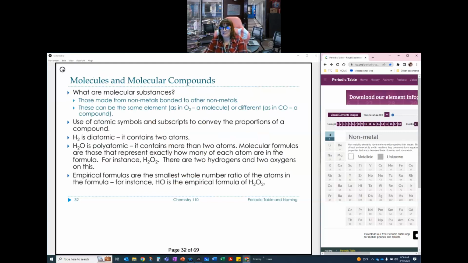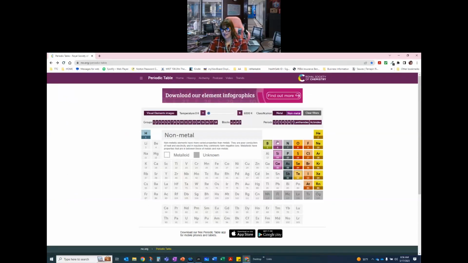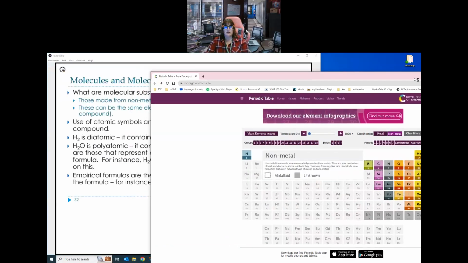All right, let's change gears yet again. Isn't that fun? So let's talk about molecules and molecular compounds. Molecular substances are things that contain nonmetals bonded to other nonmetals. This is why we have to talk about them again, because we're talking about bonds that are made with all of these guys, right? So nonmetal to nonmetal bonds, those are molecular compounds.